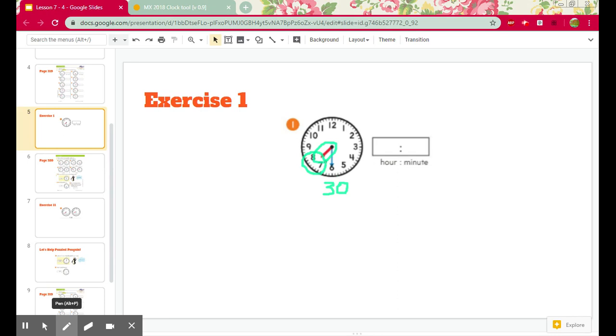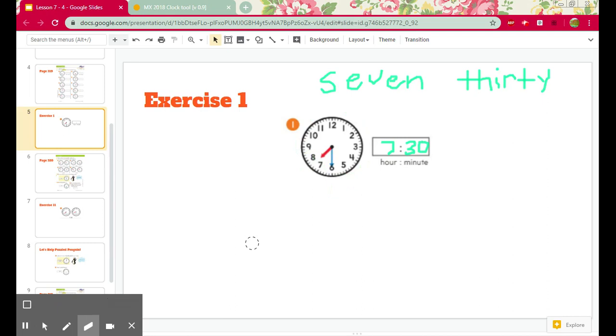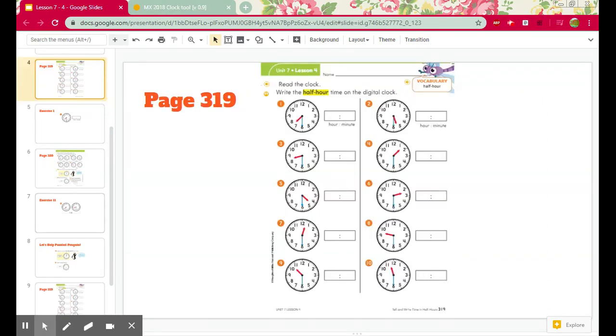Remember, the hands of the clock move in a clockwise direction. So, the hour hand would have passed by the 7 before it passed by the 8. In other words, the hour hand always goes from lesser to greater numbers. So it's moving from 7 to the 8. With that in mind, we know that we can write 7 into the hour side of the digital clock and 30 onto the minute side. So it is 7:30. If you would like, please pause the video at this time to finish up page 319.